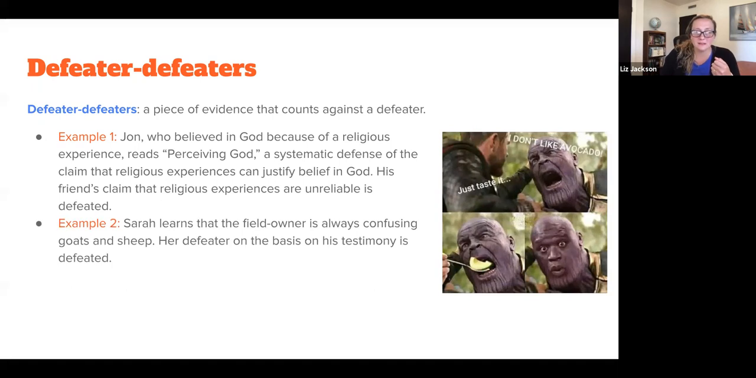Okay, so let's say Sarah saw a sheep in the field and then the field owner says, nope, that's a goat, that's not a sheep. But let's say that the field owner is known around town. He's always confusing goat and sheep and he can't really tell the difference. Maybe he can't see well or something. So because of this, her defeater on the basis of the field owner's testimony is defeated. So like John, Sarah has a defeater defeater.